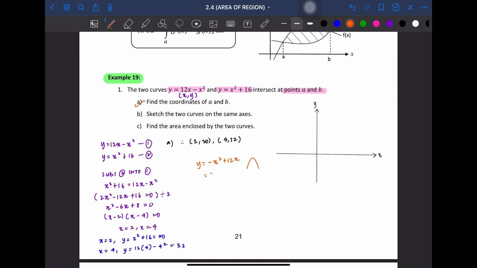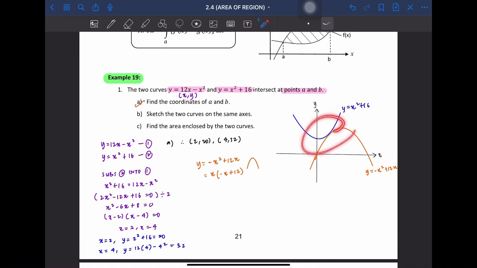So we're gonna have negative x plus 12. So we have two x-intercepts. The first one is 0, and then another one is 12. Okay, so the shape gonna look something like this. Okay, so this is my function y equal to negative x squared plus 12x. Okay, and then for the second one, it's gonna look like a smile shape, and then shift 16 up, so something like this.